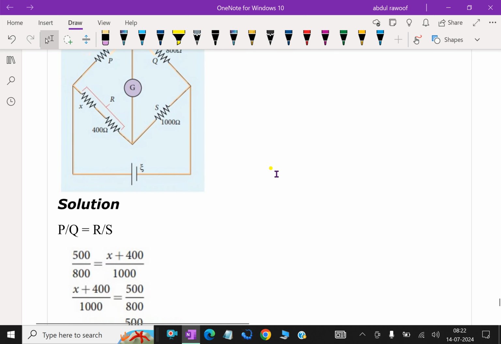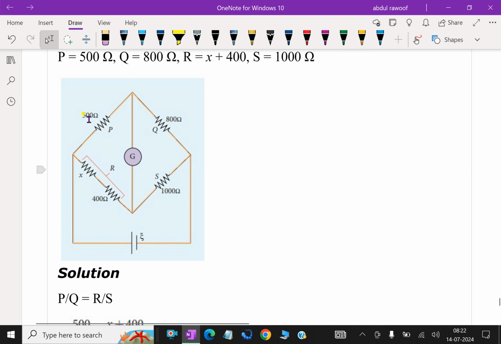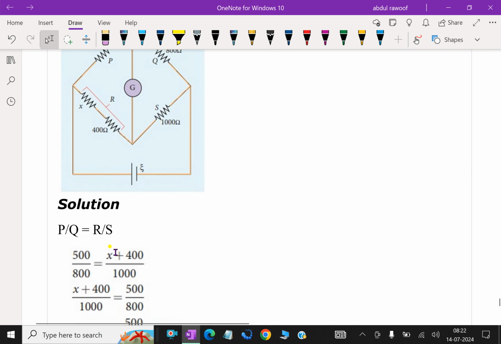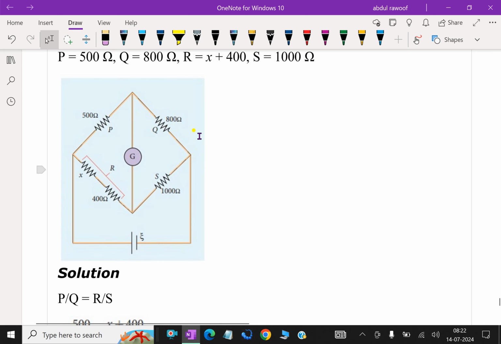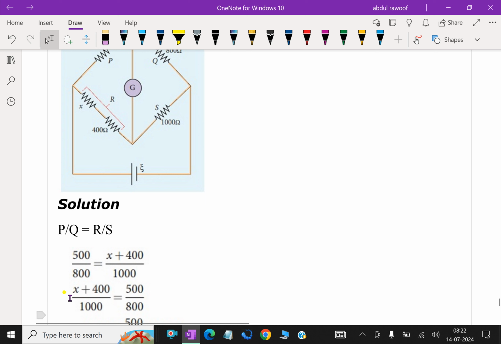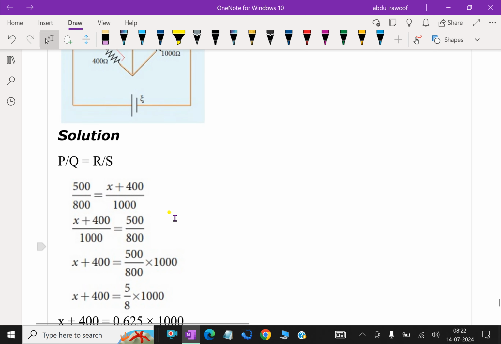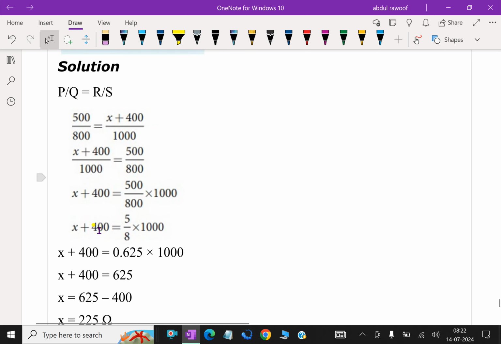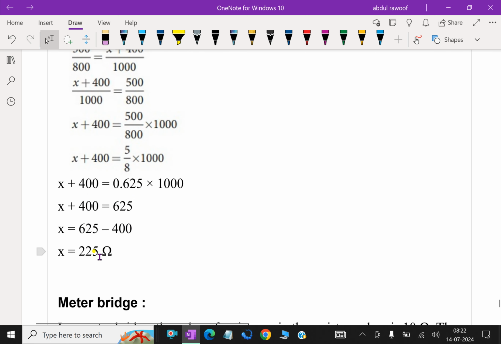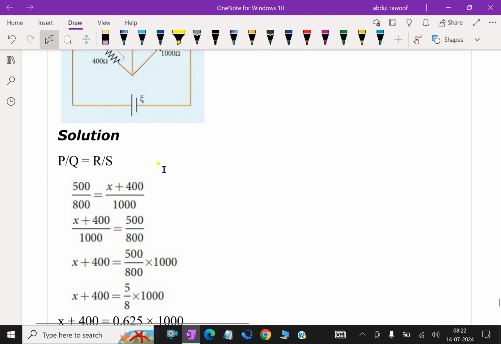Here the solution is: this resistance divided by this one is equal to this divided by this one. That means, look here, P over Q equal to R over S. Here P is 500, Q is 800, so 500 over 800. Then R is the series resistance of unknown X and 400, that is X plus 400 over 1000, R by S. Then solving this linear equation, we get X equal to 225 ohms. We got the unknown resistance 225.